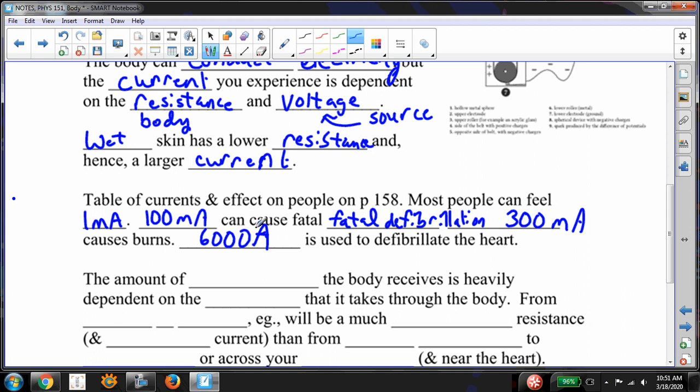Okay, so the amount of current the body receives is heavily dependent on the path that it takes through the body. Does it go through your finger? Does it go through your arms? Does it go through your legs? Where does it go? From hand to foot, for example, which is effectively the entire body, will be a much larger resistance. And if I have a large resistance, what does that say about the current? Well, that's going to be a smaller current than from your index finger to thumb.